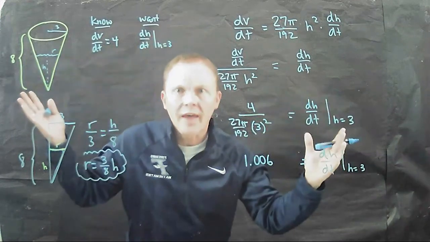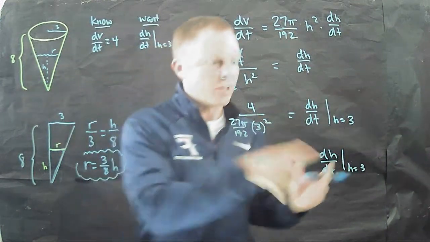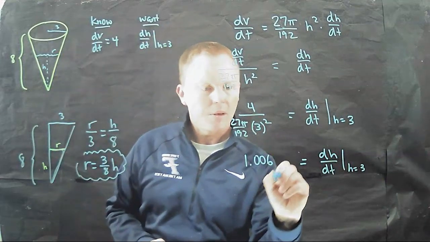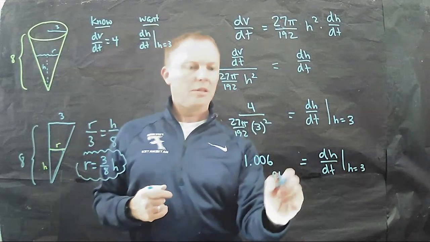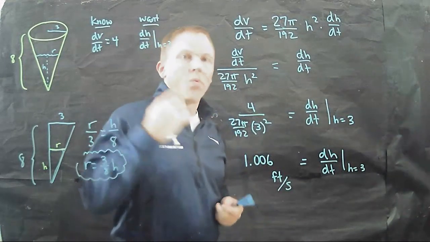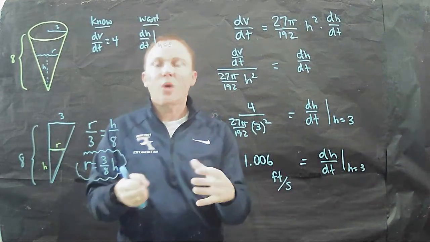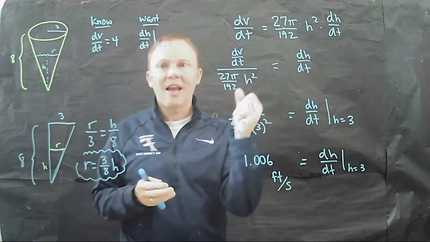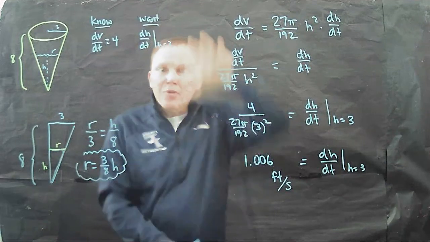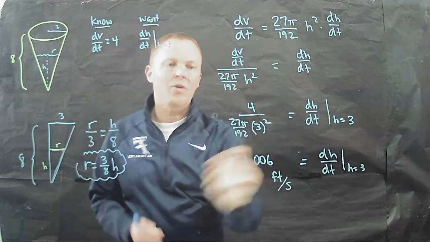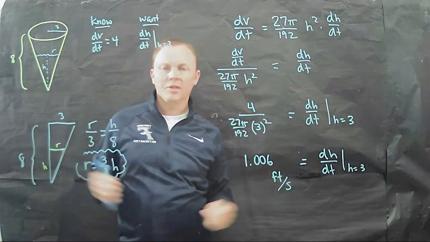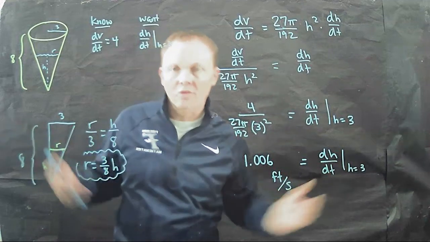What are the units on that? Well, what are the units on h? The units on h are feet, right? And what are the units on t? Seconds, I believe. So when the depth of the water is 3 feet, at that instant, if we were to hit it with a radar gun, the depth of the water would be rising at 1.006 feet per second. Okay? Does that make sense? So that's the conical tank problem.